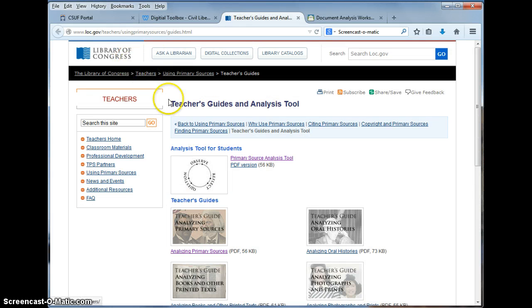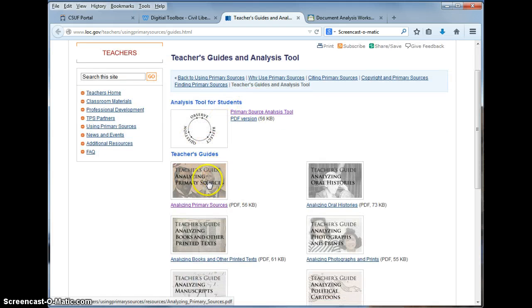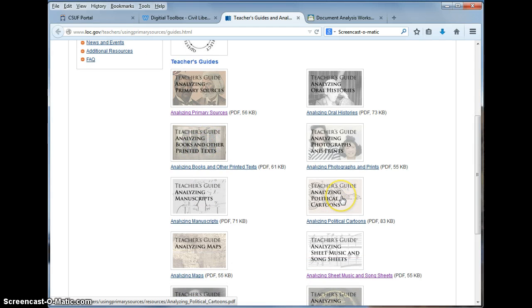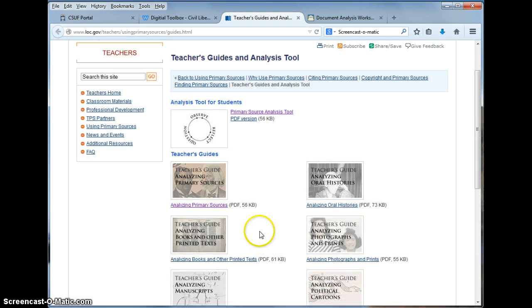So in the Library of Congress Teacher's Guide and Analysis Tool, you can see that there are separate categories for understanding primary sources. So here we have one that says Teacher's Guide Analyzing Books and Other Printed Texts. We have one here that says Teacher's Guide Analyzing Political Cartoons. We even have ones for analyzing motion pictures and analyzing sound recordings. But let's scroll back up and look at the first one of these categories of teacher's guides, which is Teacher's Guide Analyzing Primary Sources.